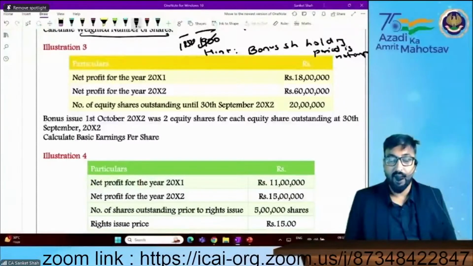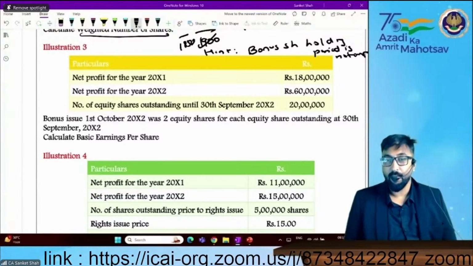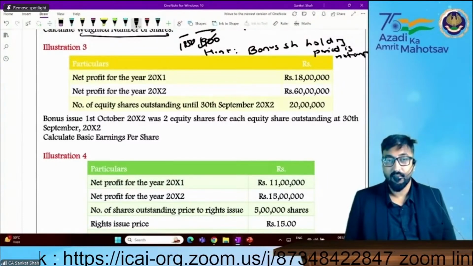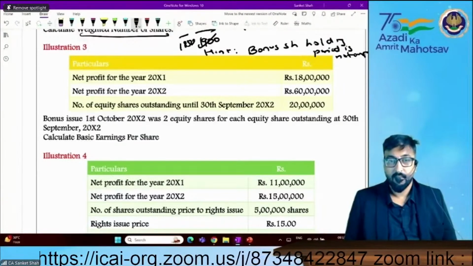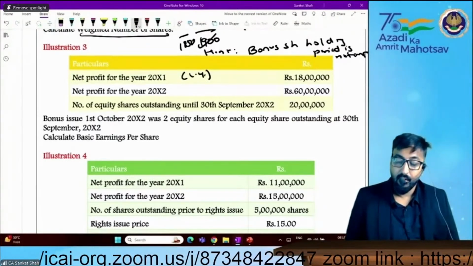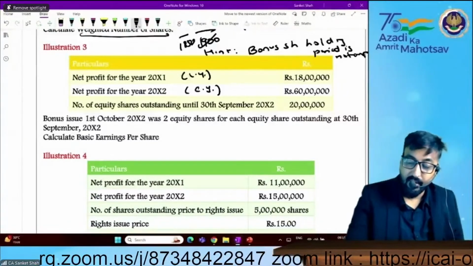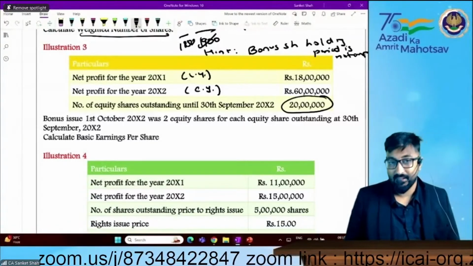I'm giving you the time to think. Third question. Don't refer to your study material. See, this is the last year. This is the current year. In the current year, your shares are 20 lakhs.